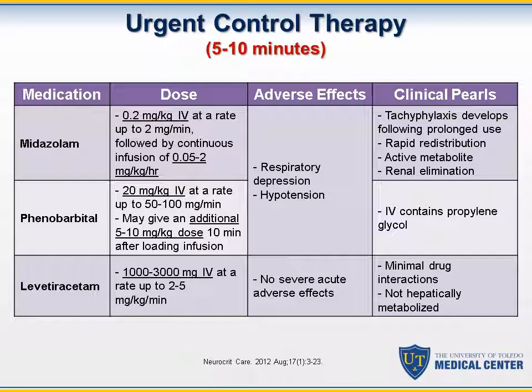Phenobarbital is dosed 20 milligrams per kilogram IV, and you may give an additional dose 10 minutes after the loading infusion. The IV version of phenobarbital does contain propylene glycol. And lastly, levetiracetam is dosed 1,000 to 3,000 milligrams IV at a rate up to 2 to 5 milligrams per kilogram per minute. There are usually no severe acute adverse effects associated with this medication, and it has minimal drug interactions and is not hepatically metabolized.